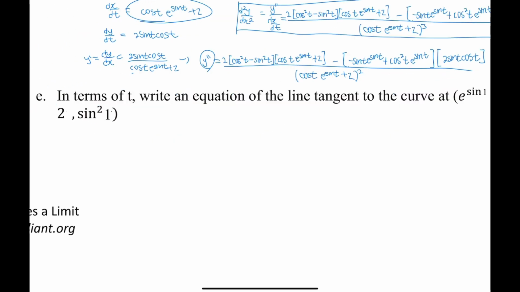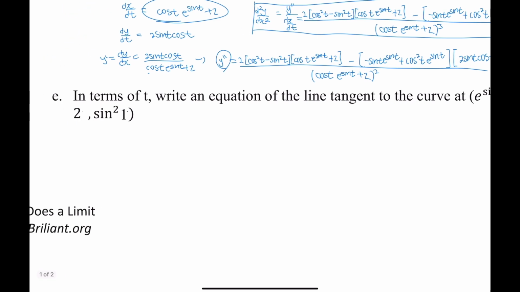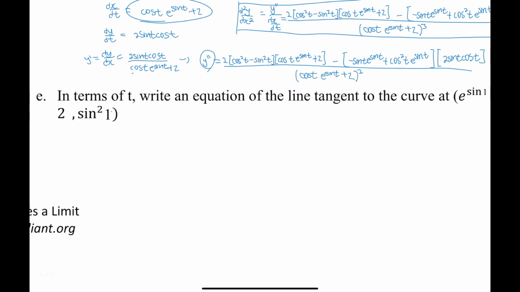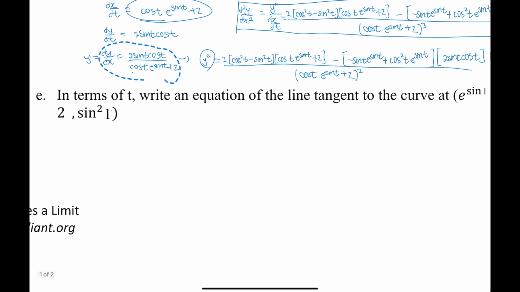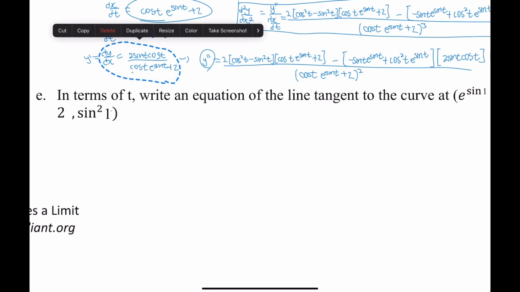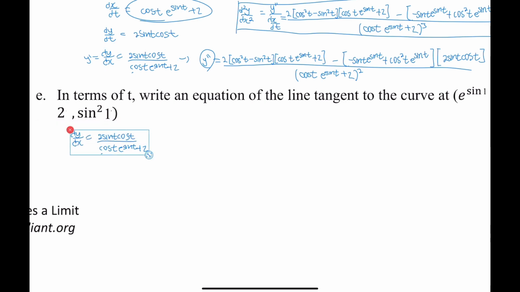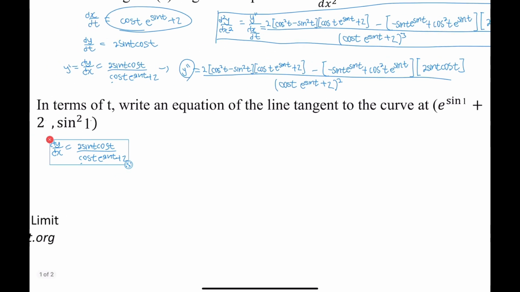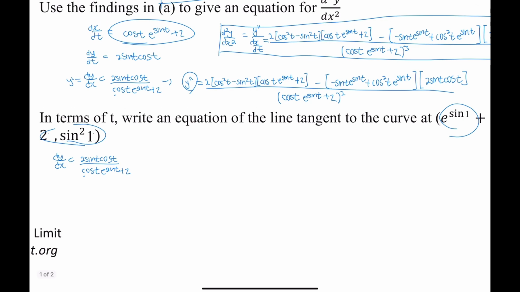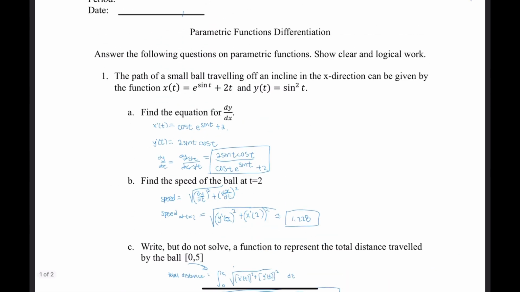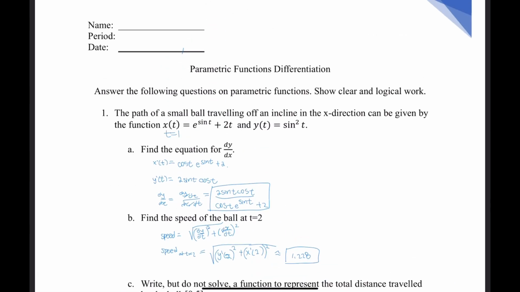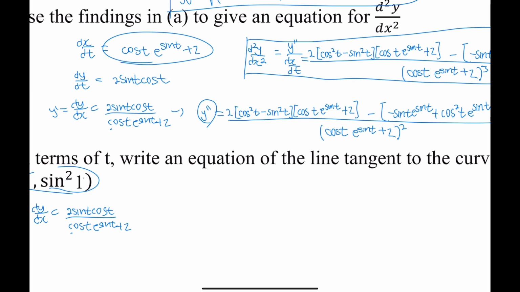For part E, it says, in terms of t, write an equation for the line tangent to the curve at e to the sine 1 plus 2, and then sine squared 1. So since we have our dy over dx value, we can figure out at what value of t the function is going to present this coordinate value. Obviously we can see that when t is equal to 1, we have e to the sine 1 plus 2, and then the y coordinate as sine squared 1, right? So t is equal to 1.